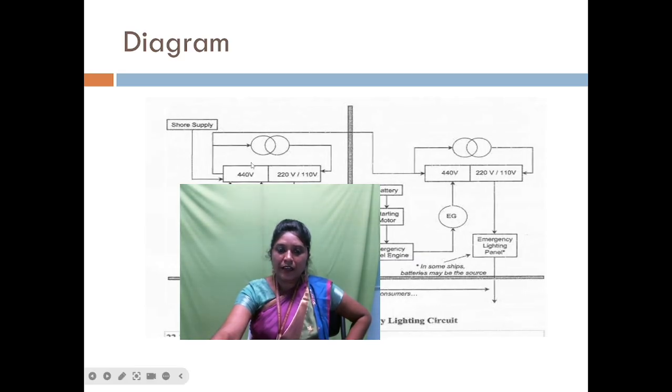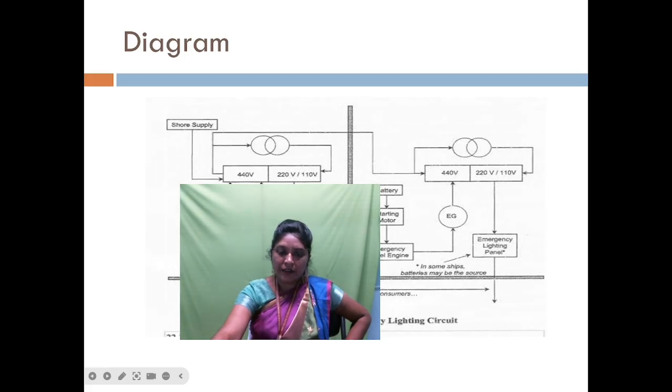Initially we are generating at 440 volts. According to the requirement, we connect the lighting panel to 220 volts, because this is essential for the lighting panel to operate. So here we have 440 volts, which is converted to 220 volts by a step down transformer. By this step down transformer we step down the voltage and connect it to the lighting panel.